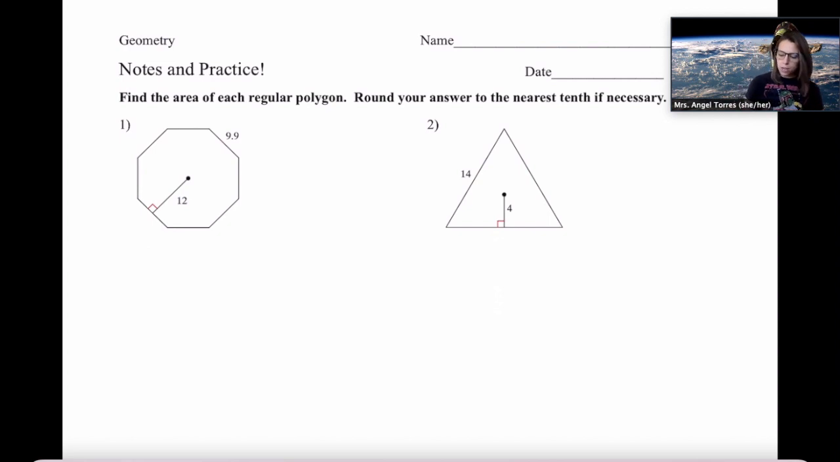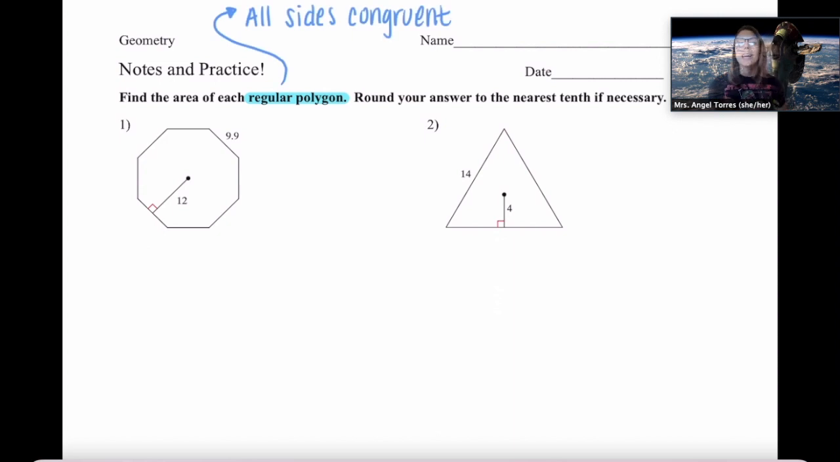Here is your quick lesson for today on how to find the area of a regular polygon. Before we get started, let's review what a regular polygon is. A regular polygon is a closed figure with any number of sides where all of the sides are congruent. In addition, all of the angles inside the polygon are also congruent to each other.